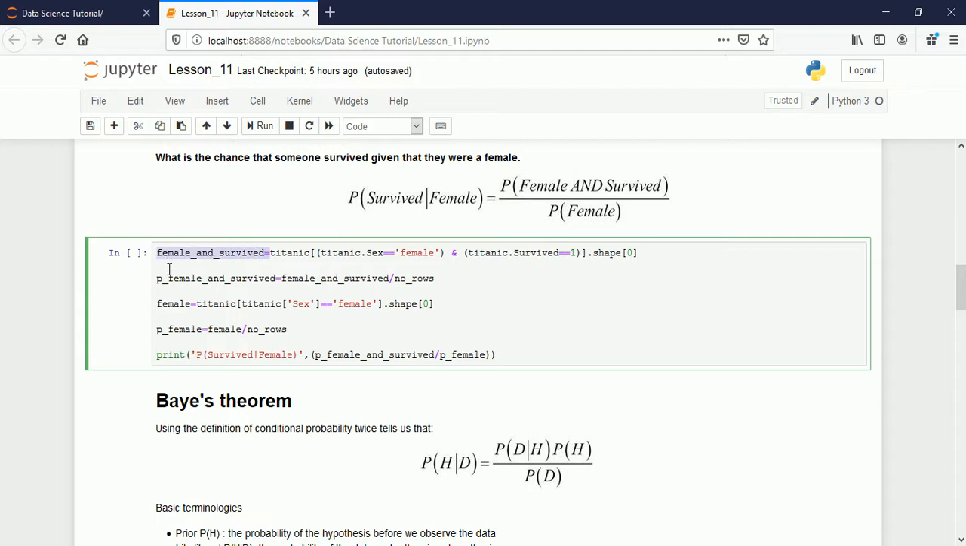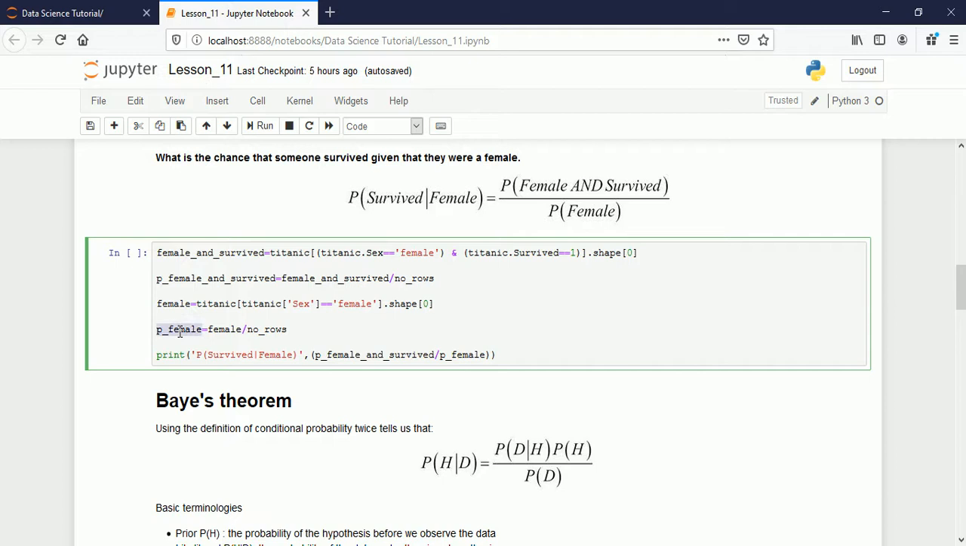So what is the probability of that? Total number of females survived divided by total number of rows. Total number of rows, you know, is 891. At the same time, we have to find the female probability. For that I say, you take all the values from the data set who are female. So the female data is filtered, it is here.